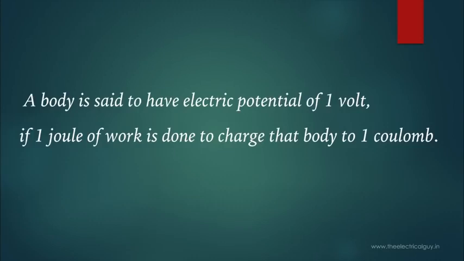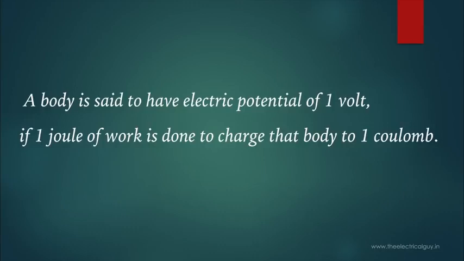So the conclusion is a body is said to have electric potential of 1 volt if 1 joule of work is done to charge that body to 1 coulomb. Let's read that again. A body is said to have electric potential of 1 volt if 1 joule of work is done to charge that body to 1 coulomb. So we did 1 joule of work to charge the car to 1 coulomb, and hence the car will have electric potential of 1 volt.